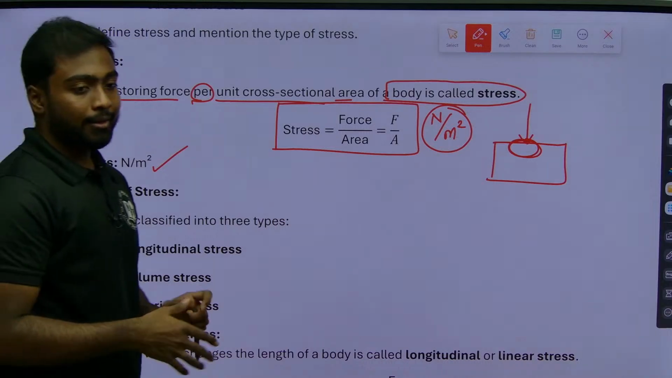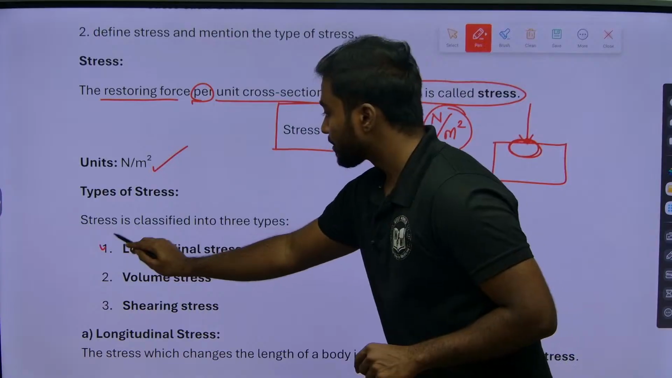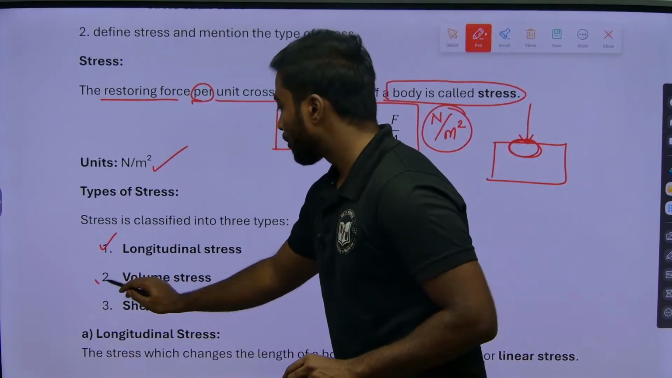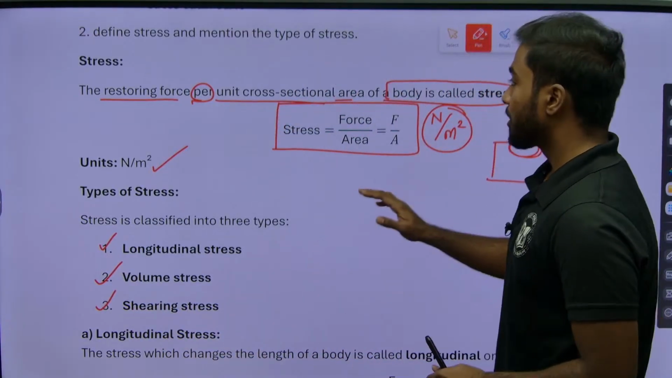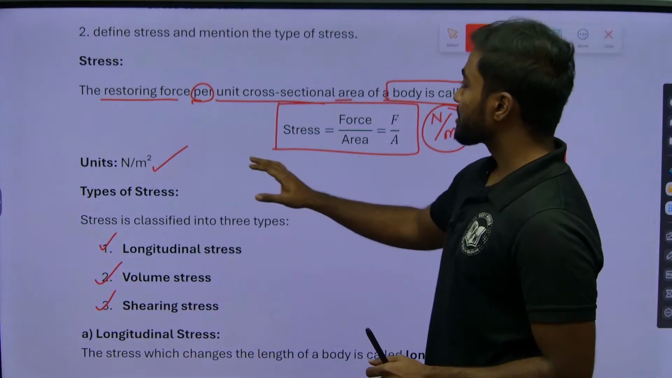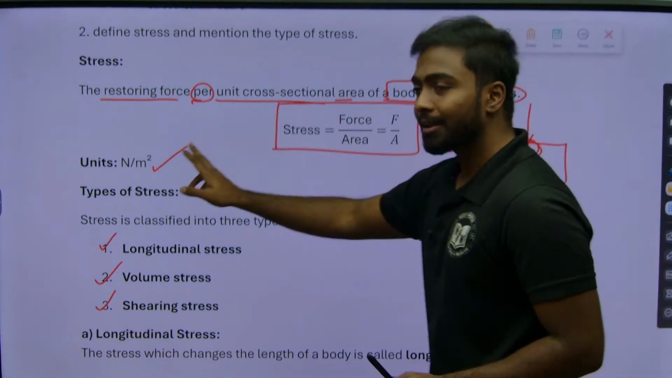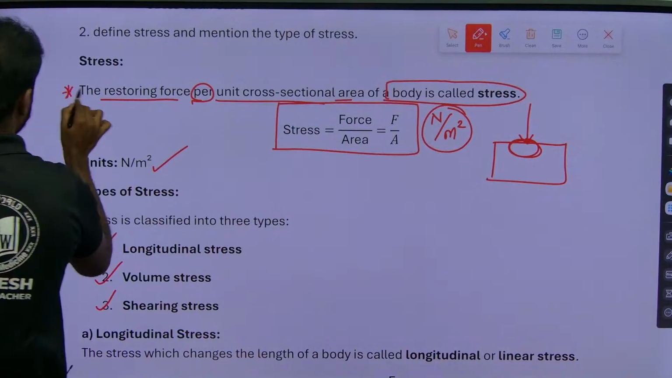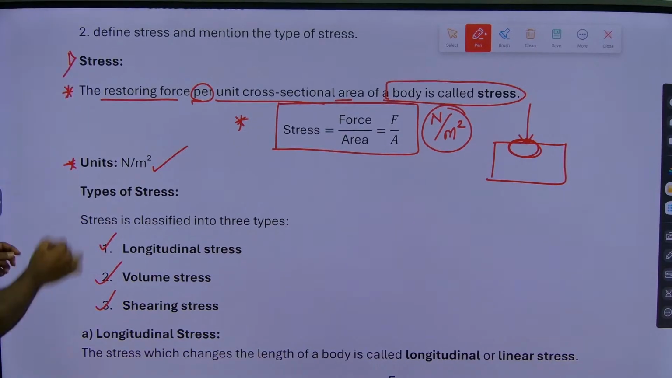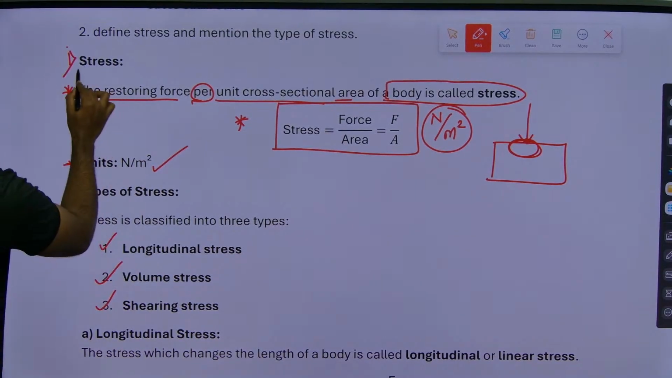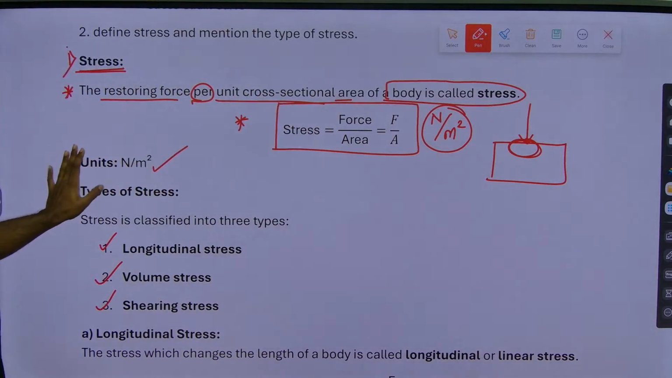Now there are three types of stress. One is longitudinal stress, second one is volume stress, and third one is shearing stress. So the first point we need to write is to define the meaning of stress, the formula, and then the SI unit. So first point, second point and the third point. For the stress, keep the subheading stress, write the definition, then formula and then SI unit.